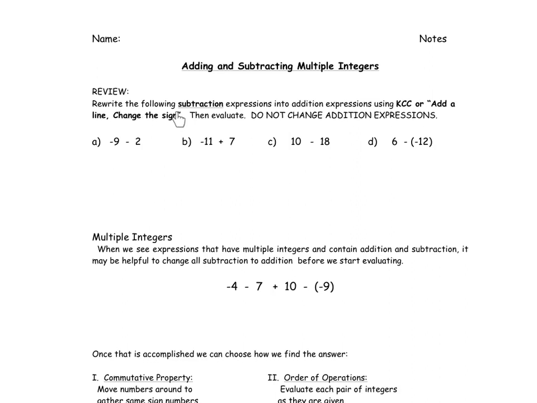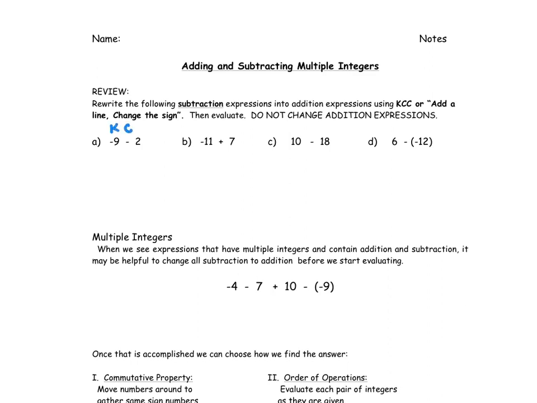We're going to rewrite the following subtraction expressions into addition expressions using KCC, which means keep, change, change, or add a line, change the sign. Then we're going to evaluate them, and this means we're going to find the value of each expression. This is very important. Do not change addition expressions. The whole reason we're doing this is we want our subtraction to become addition, so if it's already addition, there's no reason to change it. So we're going to start our first expression by doing keep, change.